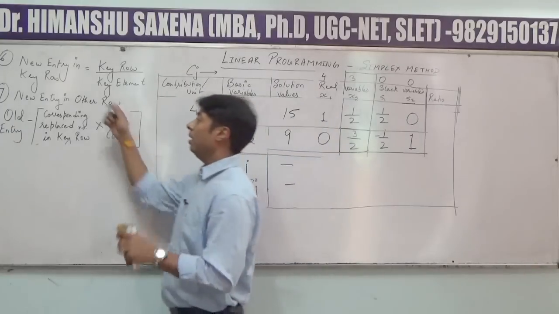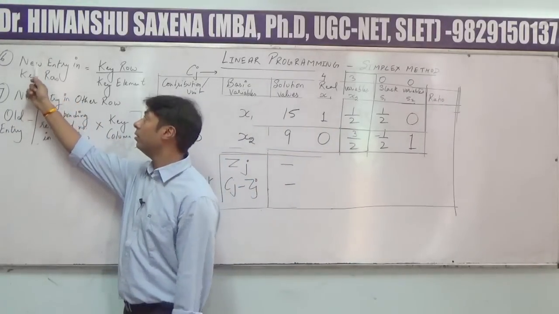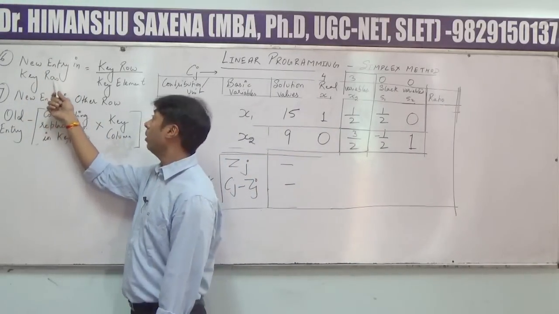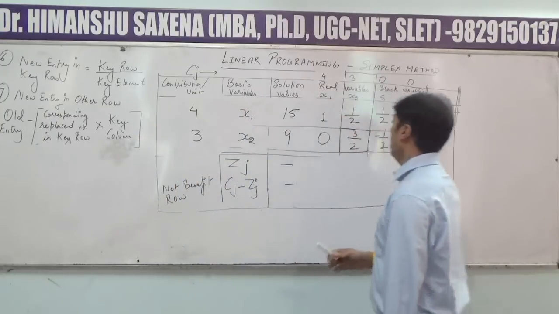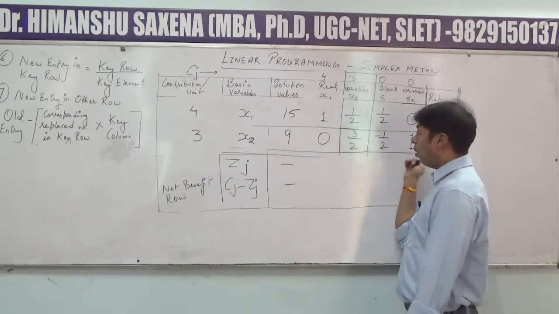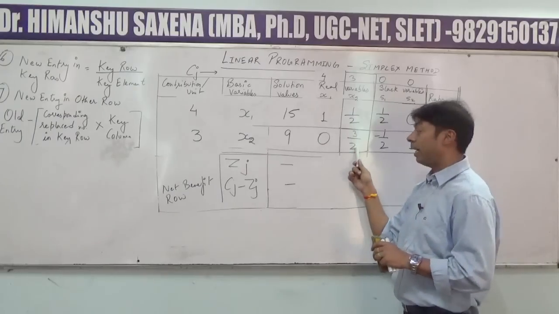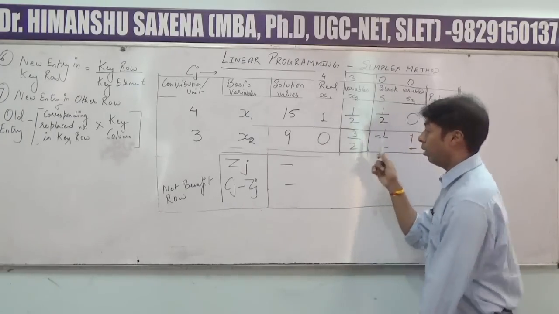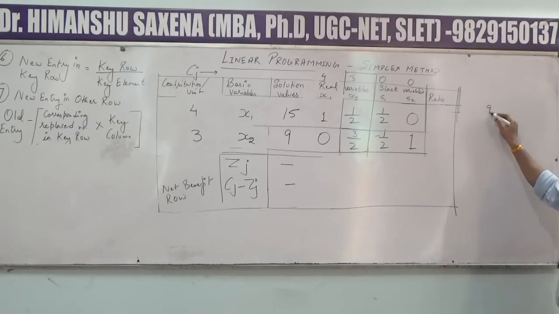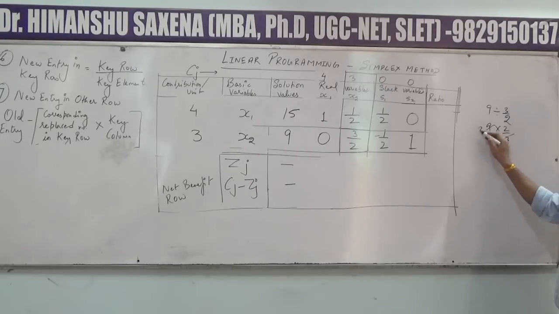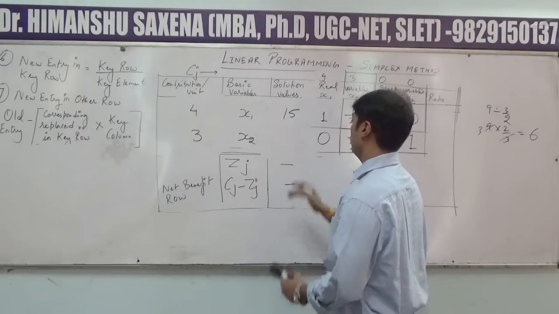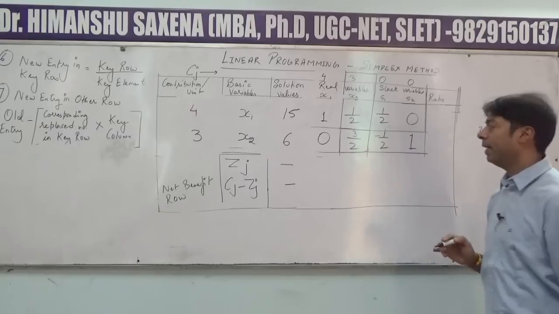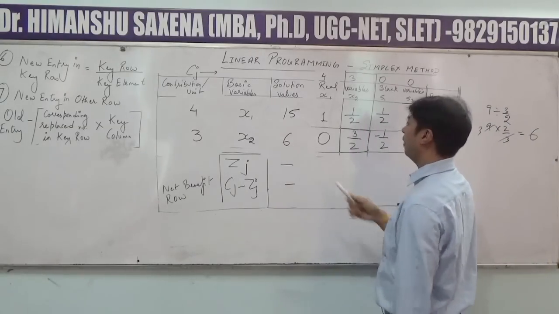Please pay attention. Formula number 6 is the new entry in key row. You are going to apply this formula which says key row divided by key element. Now this was the key row. All these values will be divided by the key element which is 3 by 2. Now see how you are going to make changes. 9 divided by 3 by 2. Now it will get reciprocal, and 3 into 2 will be equal to 6. So the new value which is coming in place of 9 will be 6.